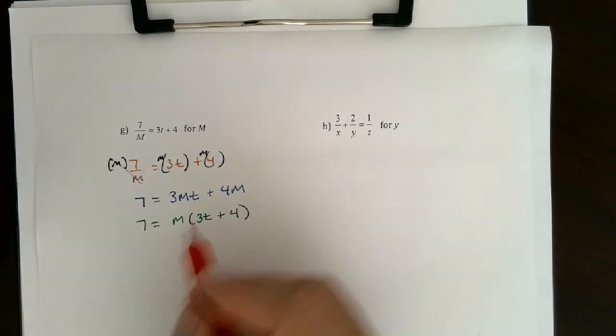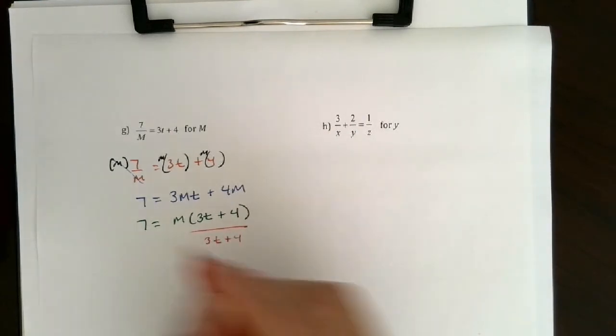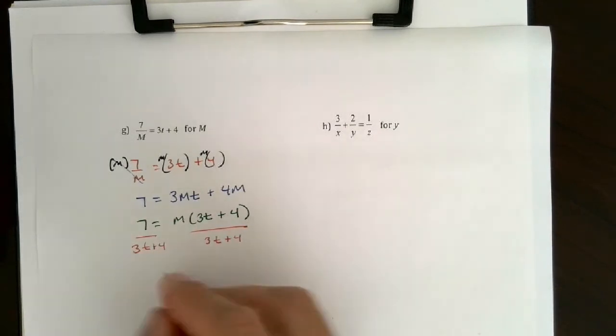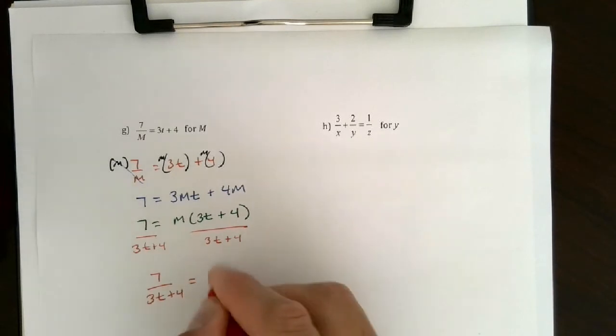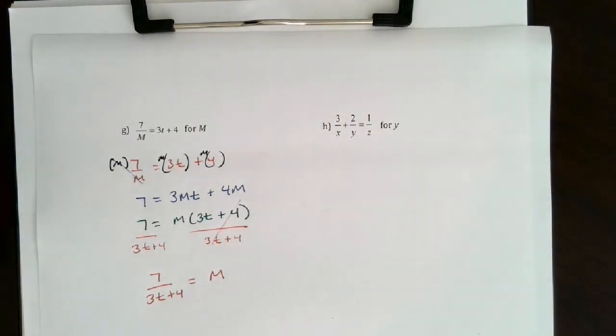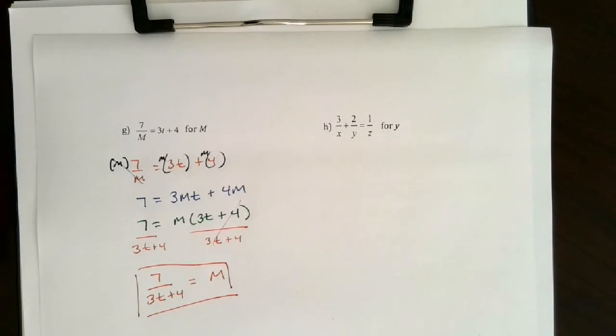Once you're here, solving for m, what do you do? Well, you divide by 3t plus 4. You divide by 3t plus 4. So you end up with 7 over 3t plus 4 is equal to m, because these cancel out. And does that simplify? Well, there's nothing else you can do to it. The 3t is married to that 4 by that plus sign. Nothing will cancel there. So m equals 7 over 3t plus 4.